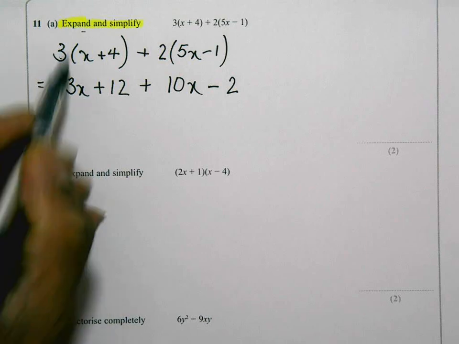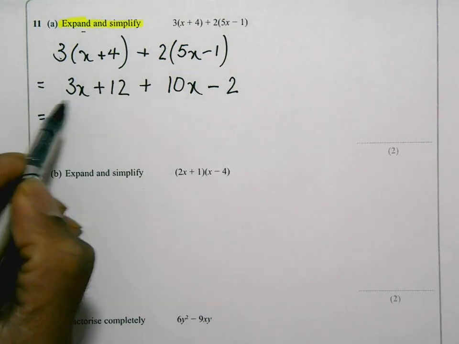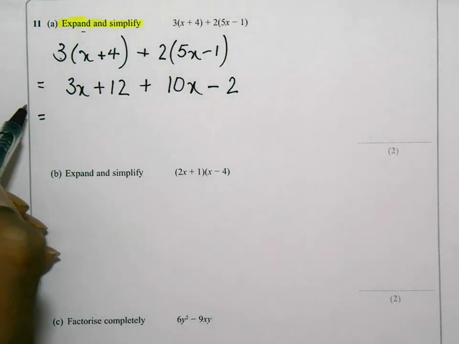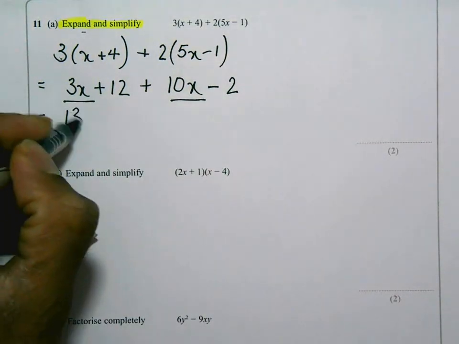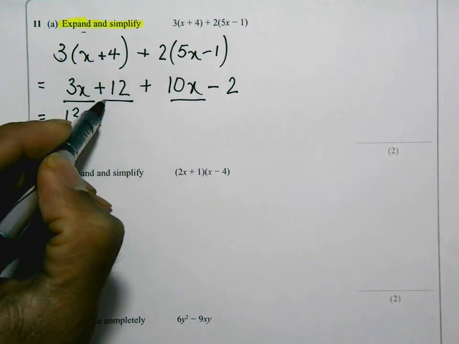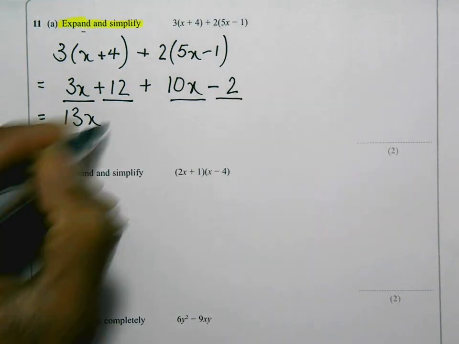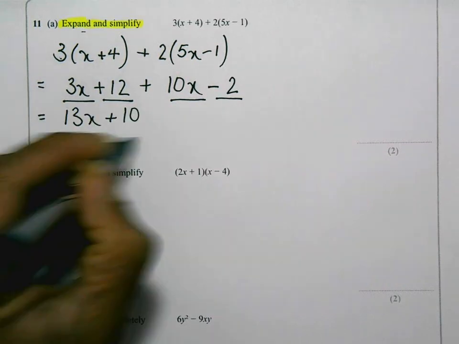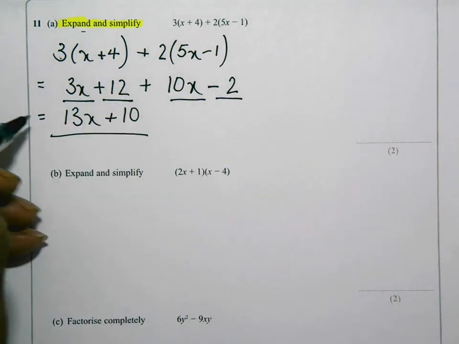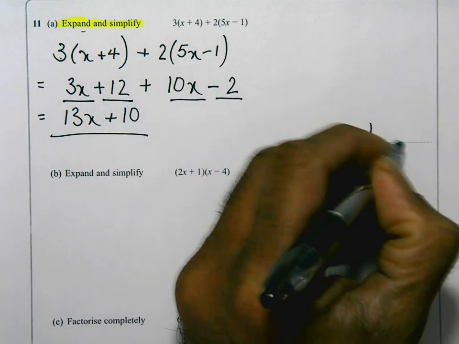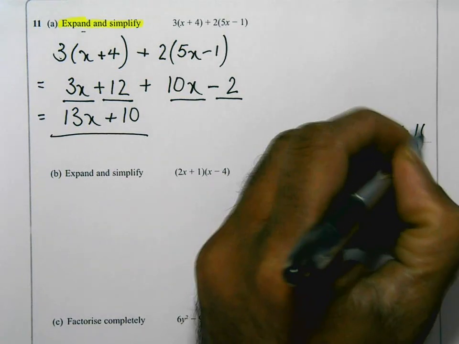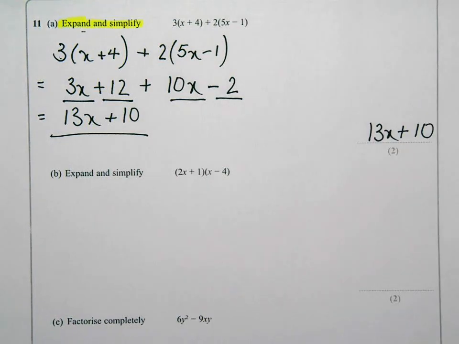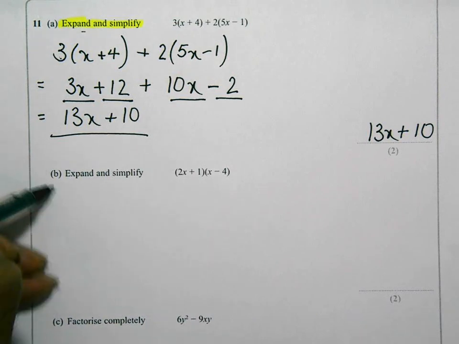I now need to simplify, and that means to bring together all the x's, bring together all the numbers. So I've got 3x and 10x, that's 13x altogether, and I've got positive 12 and negative 2, and that's going to be positive 10. So that's 12 take away 2 is 10. And in my answer space, that's what I'm going to write. 13x plus 10. Okay, pretty straightforward that question is, and you should be able to get full marks in that. Full marks, definitely.